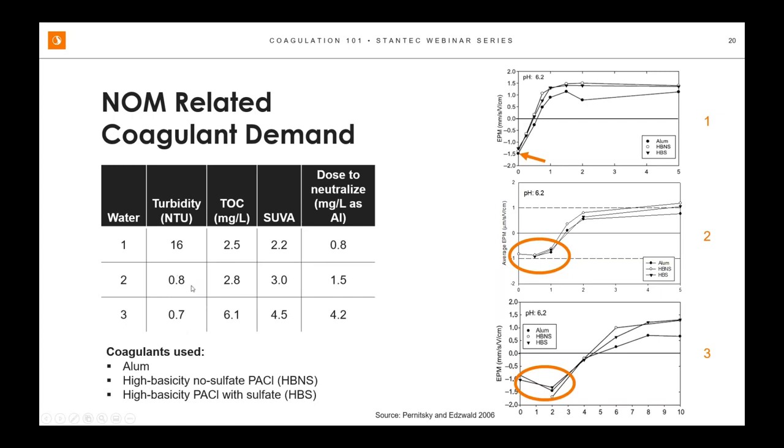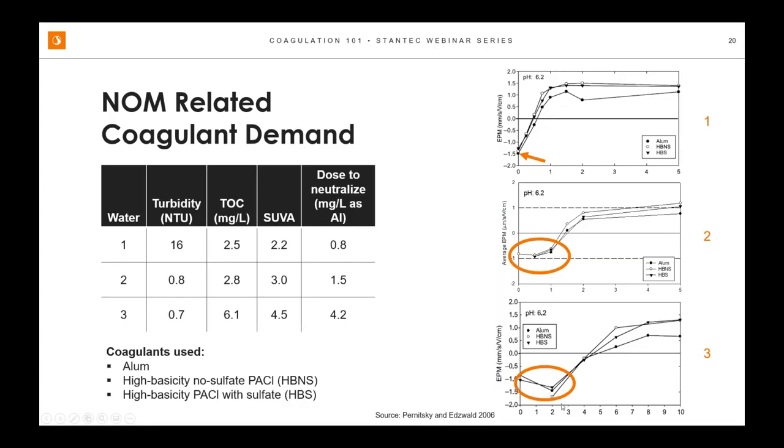Water 2, very low turbidity, lake water. Again, moderate TOC, but its TOC is much more reactive. The SUVA is 3. Here's where you see that charge demand. And this water, again, low turbidity, water number 3, TOC of 6, very high SUVA.